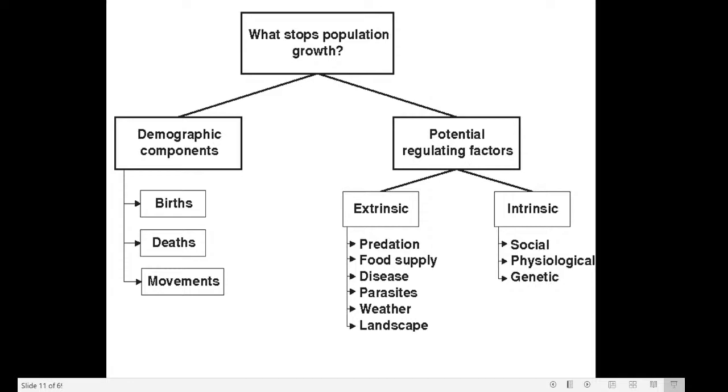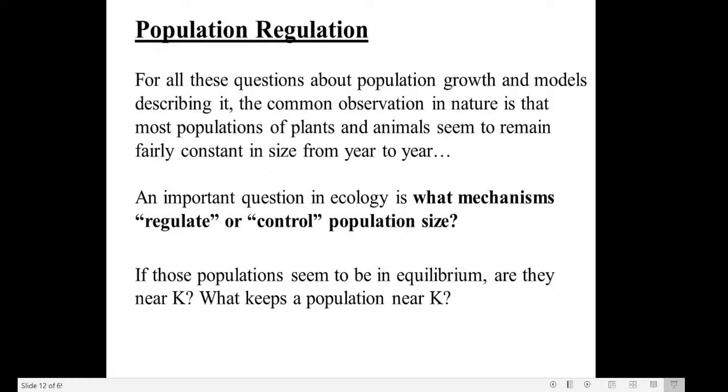Then the extrinsic factors are predation, food supply, disease, parasites, weather, and landscapes. Intrinsic factors are social, physiological, and genetic factors. In population regulation, they have provided some population regulation related questions. They are common observation-of-nature based questions. Okay, that reminds us: what is the mechanism that regulates or controls the population size?